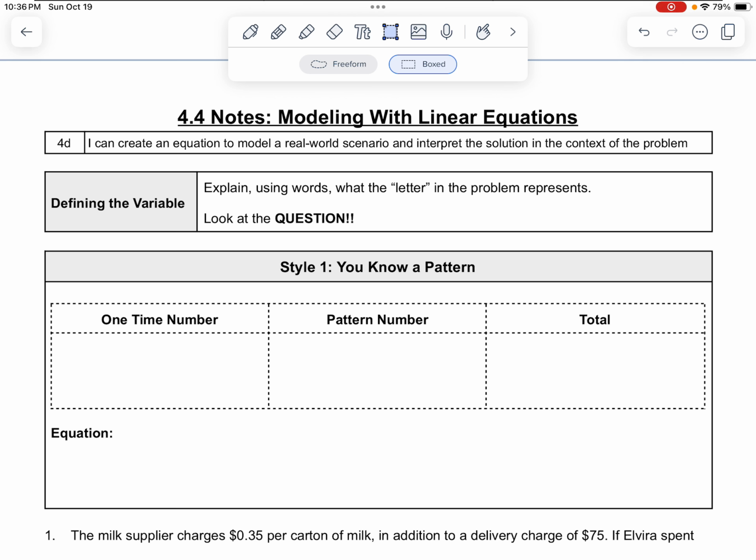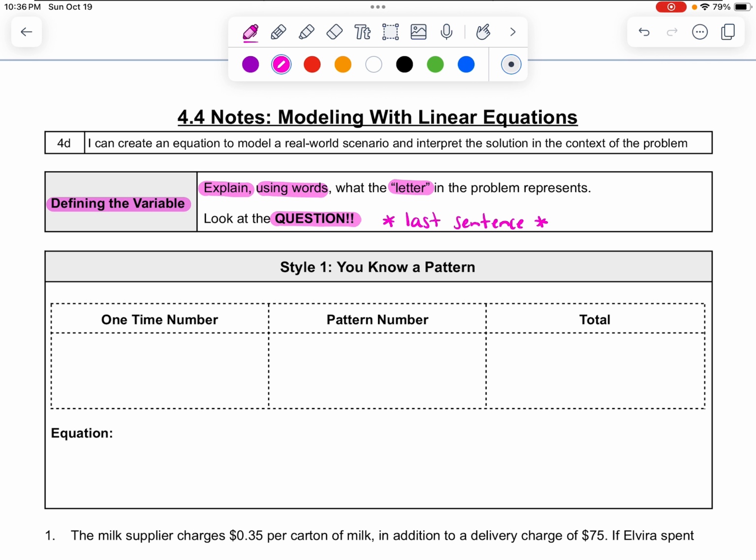When I do that, the first step, no matter what, is always going to be to define the variable. This means that I want you to explain using words what the letter in the problem represents. And the easiest way to do that is to look at the question. In a math problem, the question is usually the last sentence, and it will tell you what the actual question is that you're trying to answer. Whatever it says you're trying to find, you're just going to copy and paste those words as your variable.